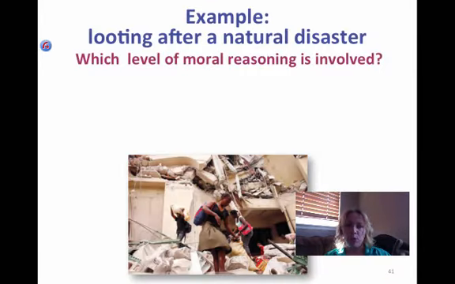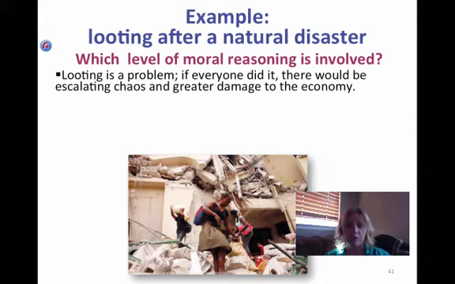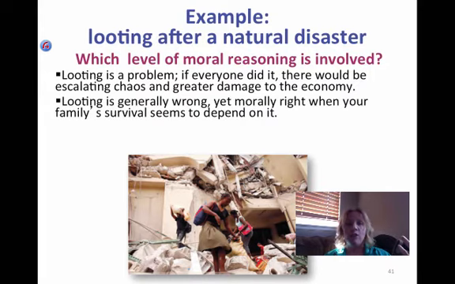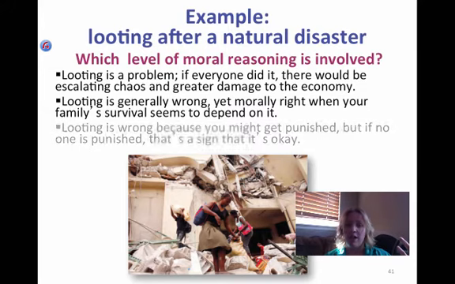So what are some examples? Well, for instance, looting after a natural disaster. Which level of moral reasoning is involved in these? Well, looting is a problem. If everyone did it, there would be escalating chaos and greater damage to the economy. Looting is generally wrong, yet morally right when your family's survival seems to depend on it. Looting is wrong because you might get punished, but if no one is punished, then that's a sign that it's okay.